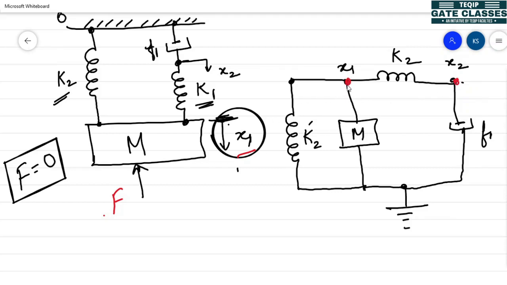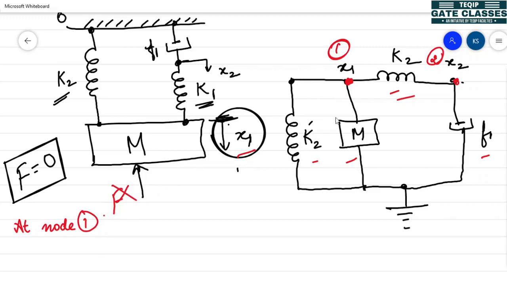So if I see at node 1, this is my node 1 and this is my node 2. So at node 2, you can see that there are two elements, K2 and F1, whereas at node 1, there are three elements, M, K2 and K1, two spring constants. And the net force acting on the system is 0 here.